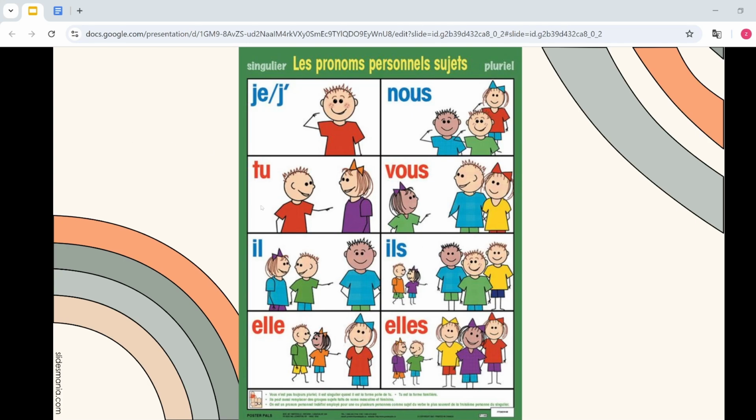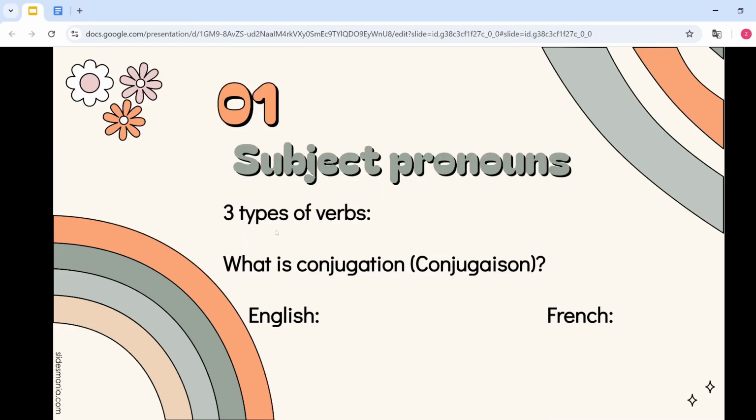Now let's talk a little bit about conjugation and what that means. So we have 3 different types or groups of verbs in French. We have verbs ending in er. We have groups of verbs ending in ir. And we have verbs ending in re. And these three groups are talking about when the verbs are not conjugated, right? When they are in their original form. The verbs will end in one of these three endings.